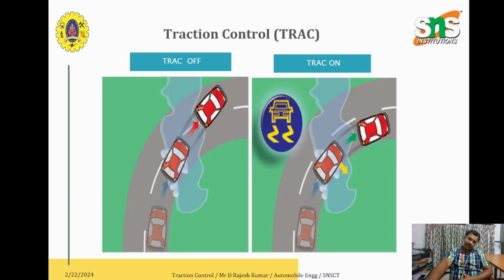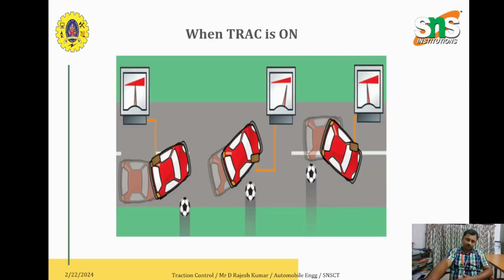So this is the application of traction control, and you can see traction off and traction on. The vehicle on the left-hand side goes out of its path, because there is no traction. On the right-hand side, you can see the vehicle is able to turn with stability. That is because of the good traction effort. So this is the traction on-off condition.